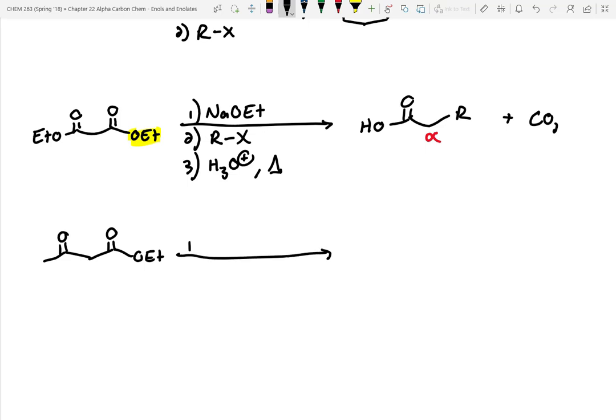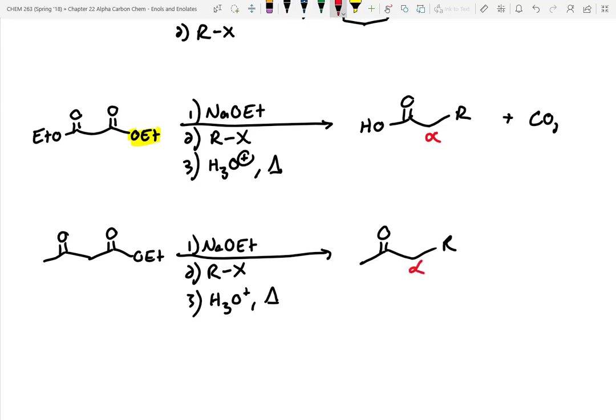Very similar reaction conditions. So I'll just go ahead and fill this in. But this time, instead of a carboxylic acid, now we can alpha alkylate a ketone and specifically get a methyl ketone out. And just like before, let me clean this up. You're going to blow off CO2 after you convert your ester to a carboxylic acid. Make sense?